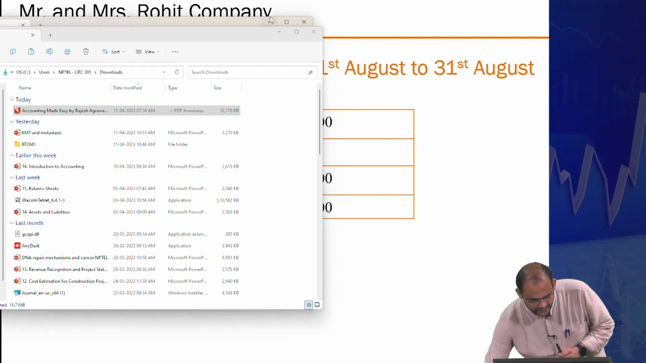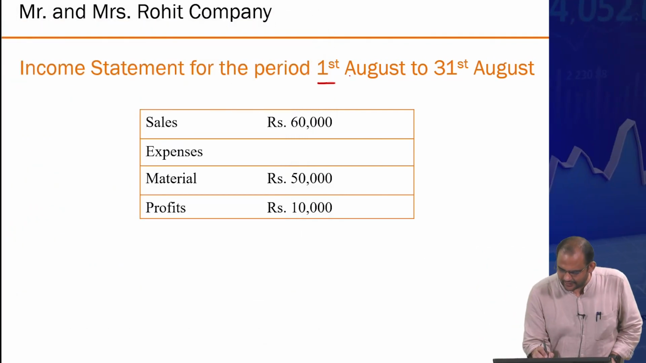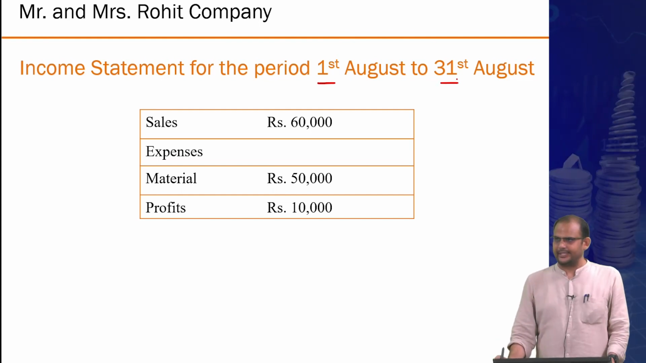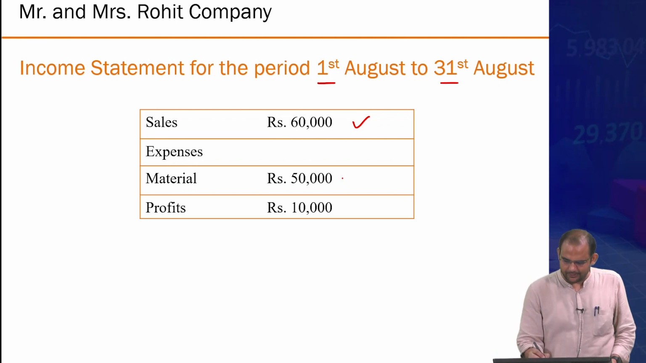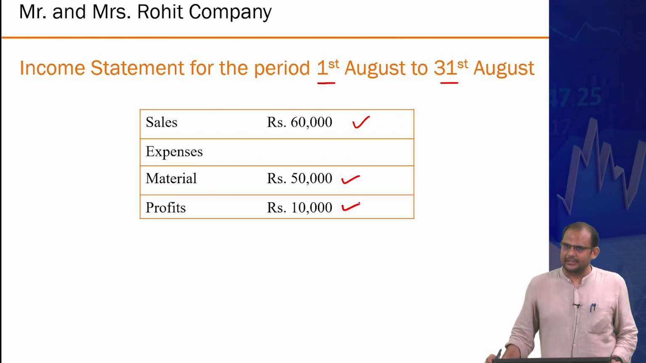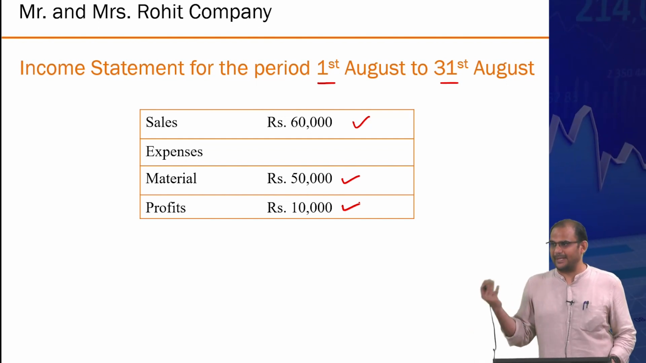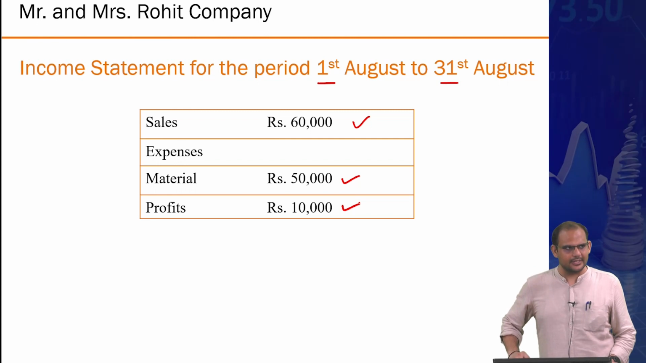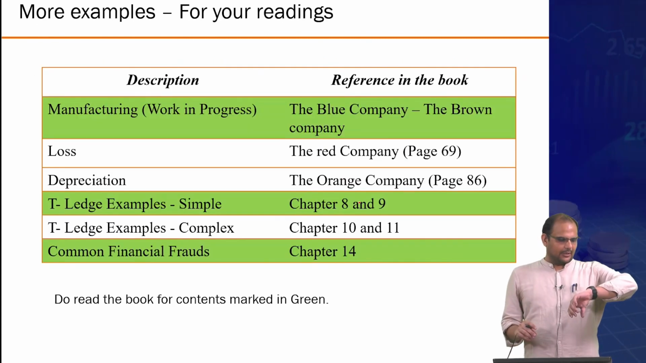Income statement for the period of August 1st to August 31st. Your total sales are 60,000. Your material costs are 50,000. Your profit is 10,000 rupees. So this is your total income statement, or the P&L statement, that gets generated for this year.